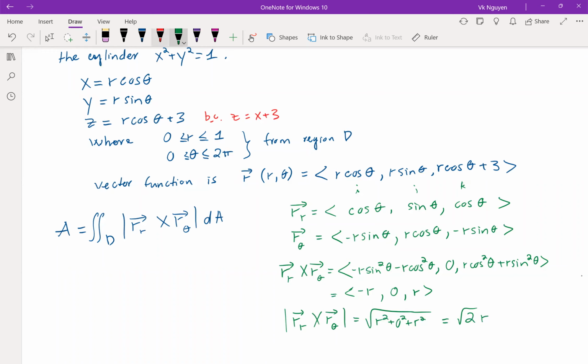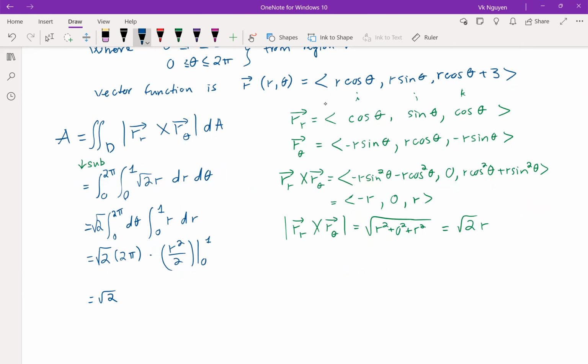And then now we're going to do the substitution. Root 2, 2 pi times 1 over 2. And you say that, yeah, we got the same answer. Root 2 pi.